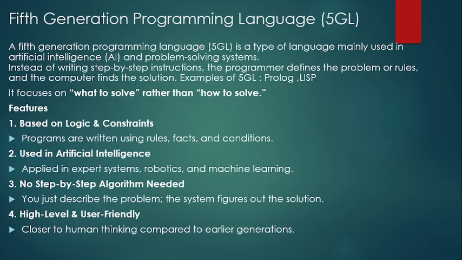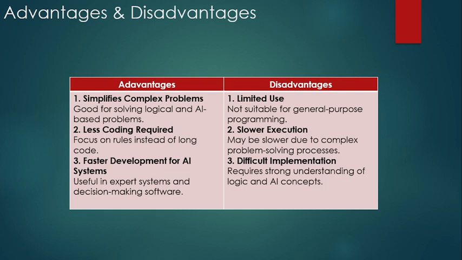So what are the advantages of fifth generation programming language? It simplifies complex problems and is good for solving logical and AI-based problems. There is no need for much coding. It focuses on rules instead of long code, and has faster development for AI systems. So it is very useful in expert systems and decision-making software.